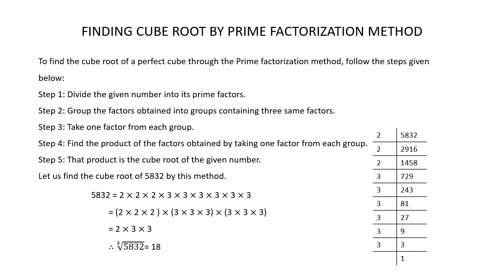Now you have to take one factor from each group. So you have to take 2 from here, 3 from here and the number 3 from here. So you will get 2 multiplied by 3 multiplied by 3, which is nothing but 18. So cube root of 5832 is 18.